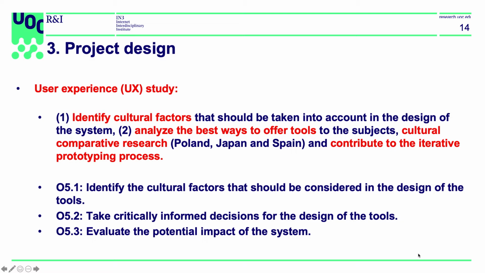The first one is to identify the cultural factors that should be taken into account in the design of the system, and the second one is to analyze the best way to offer the technological tools to the users, to the subjects, and this will involve cultural comparative research involving 3 different countries, Poland, Japan, and Spain, and this will contribute to the iterative prototyping process.